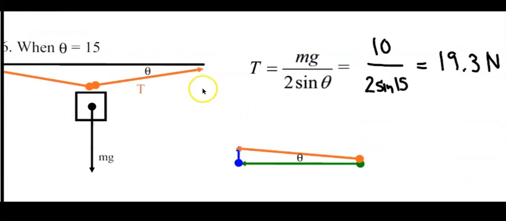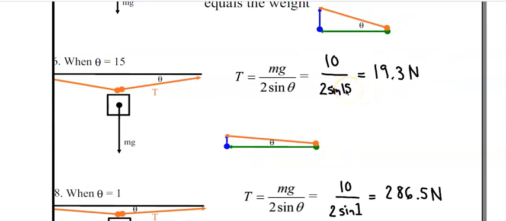At 15 degrees, your angle is so shallow that your blue vertical component has nearly shrunken away. So to accommodate for this, to keep this blue value always equal to 5, you have to pull with a much stronger tension in the orange direction. 10 over 2 sine 15 gives you 19.3 newtons. So you're pulling with double the actual weight of the block in each cable just to hold it up when it's at a shallow angle of 15 degrees.